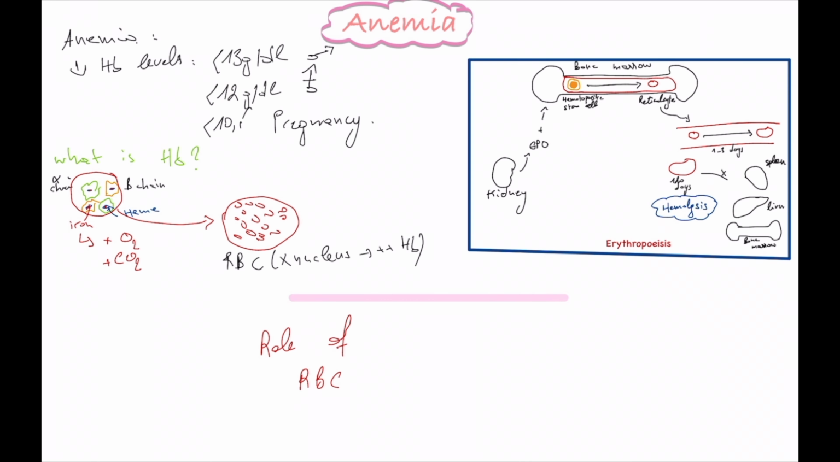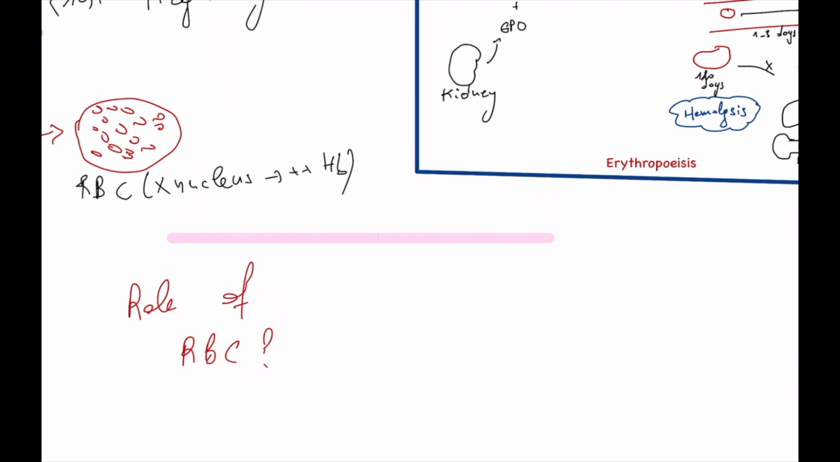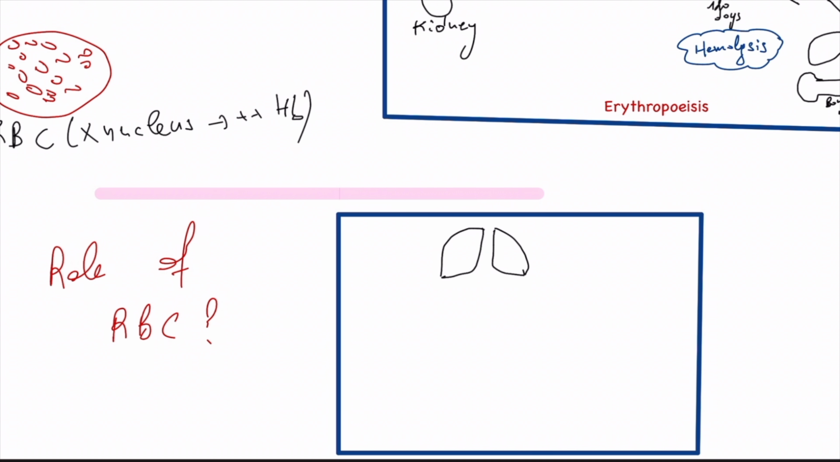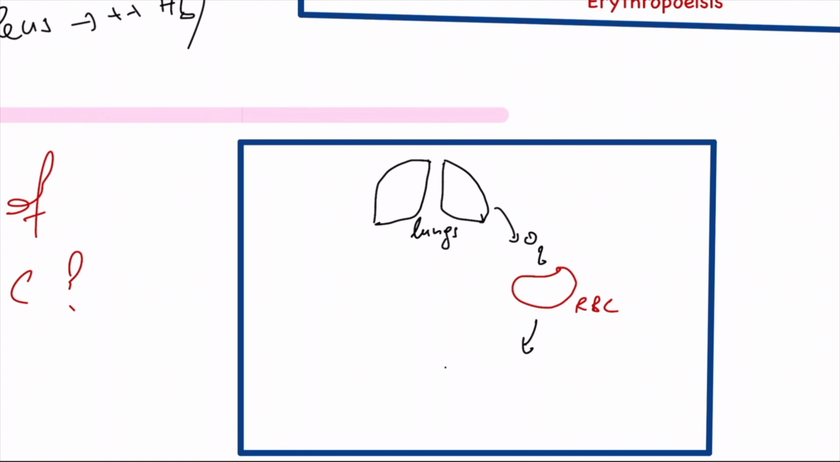Now, what is the role of the red blood cell? These cells are in charge of transporting oxygen from the lungs to the tissues and transporting carbon dioxide from the tissues to the lungs.